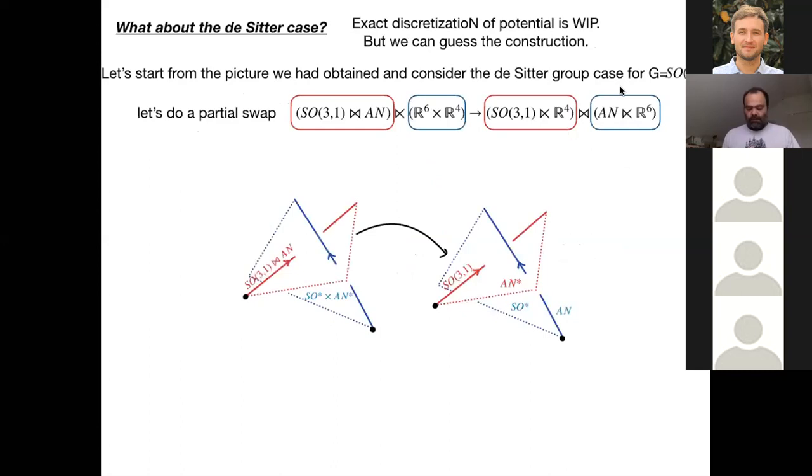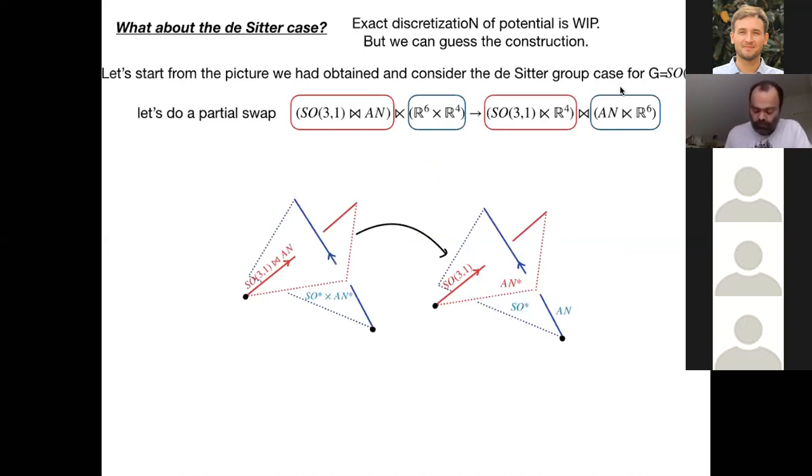Okay, so that was a bit longer than expected. But then the question is, how can you try to extend that to the 4D, to the curved case? Discretizing the action and symplectic potential and so on is kind of work in progress. But we can actually try to guess what's going on and try to build by hand the discrete phase space.